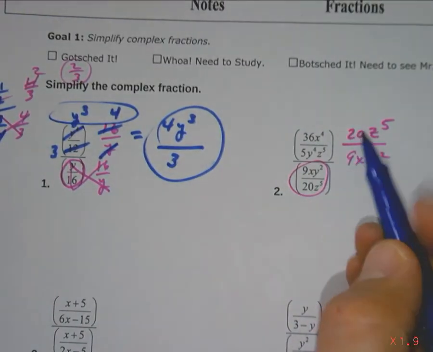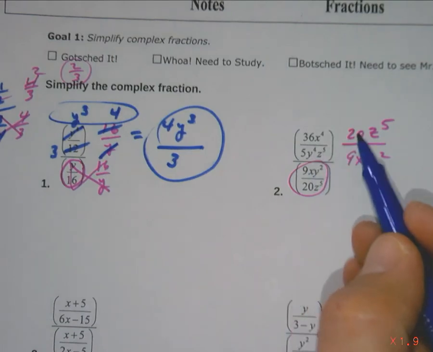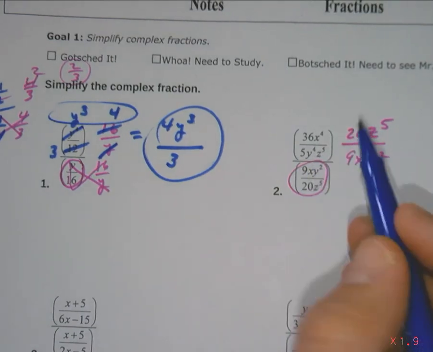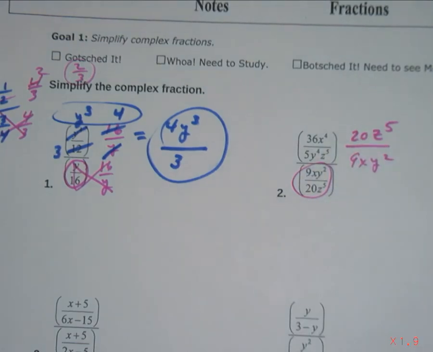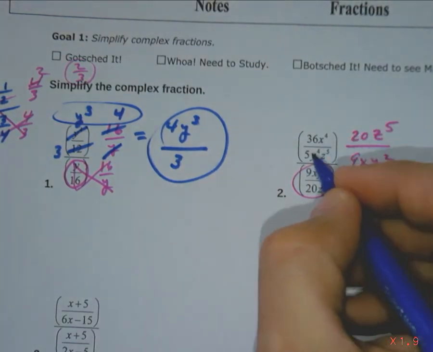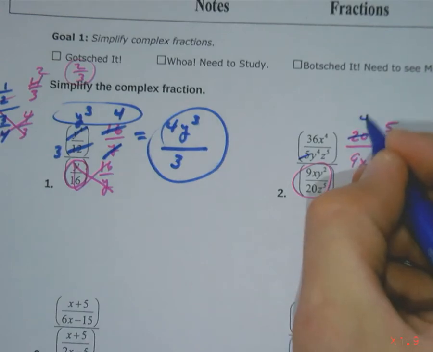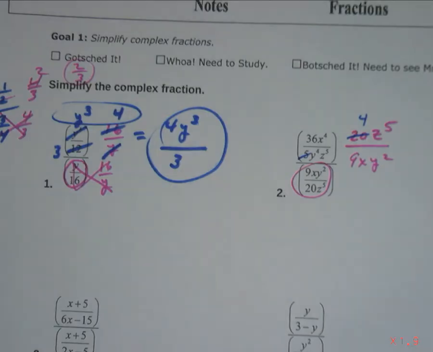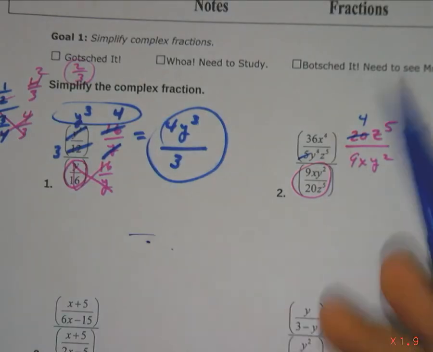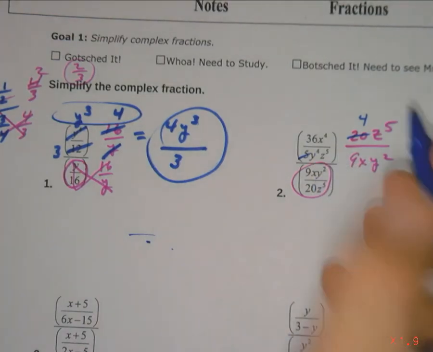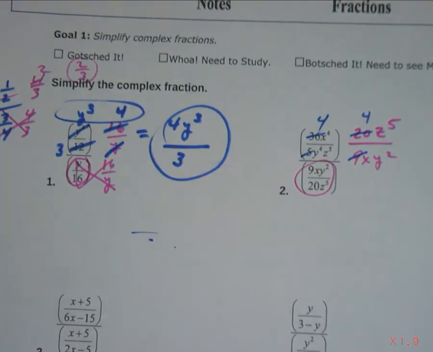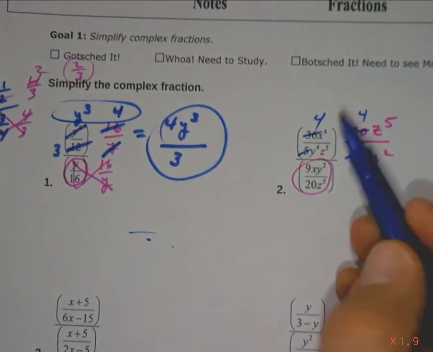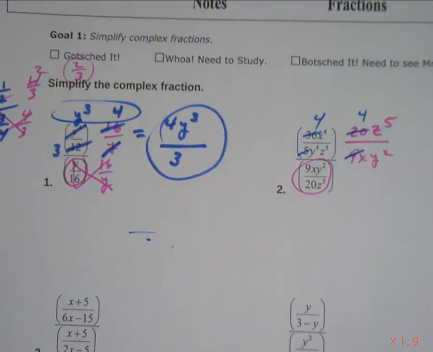What I see is, first off, the 20 and the 5. Remember, anything on top reduces with anything on the bottom. You can't go side to side. It doesn't work. But diagonally or up and down, you can go. Okay, so 20 and 5 reduce. That turns into a 4. Okay. I see 36 and 9 can reduce, right? So that 36 turns into a 4. I can't cross the 4s out because they're both on top.